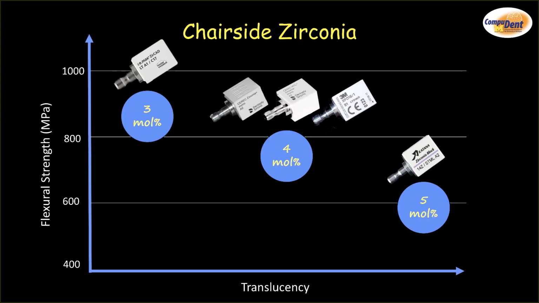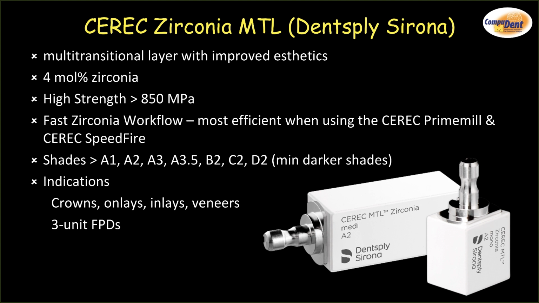And so here's our chairside zirconias. You can see that most of our manufacturers have gravitated to the 4-mol, which gives us a better looking material with a good strength property. And in that category, one of the newer ones is the CEREC MTL zirconia.